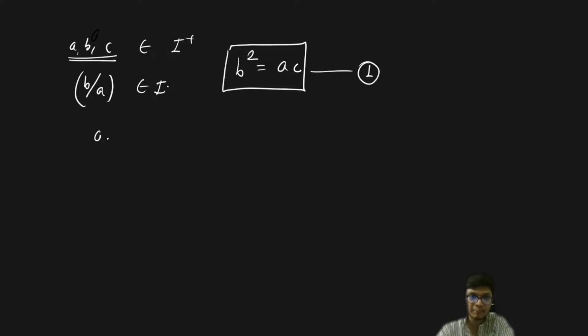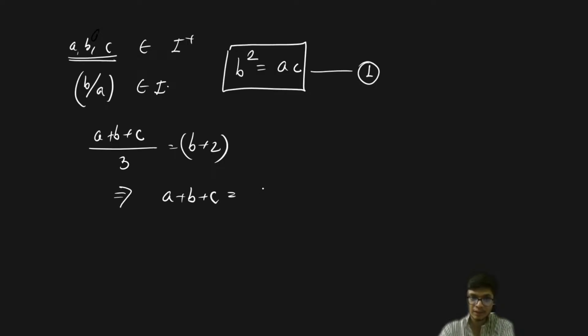Now it is said that the arithmetic mean of a, b and c is basically given as b plus 2. So with this you will get a plus b plus c is equal to 3 times b plus 6, and therefore you will have another equation from here, that a minus 2b plus c is equal to 6.